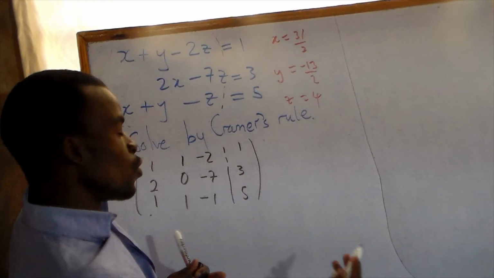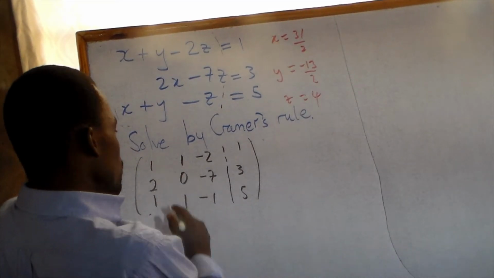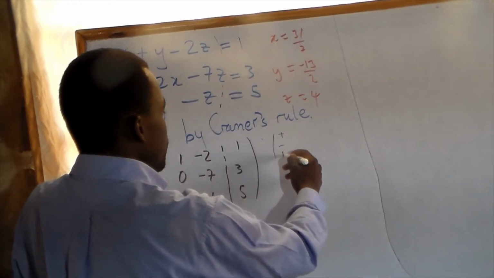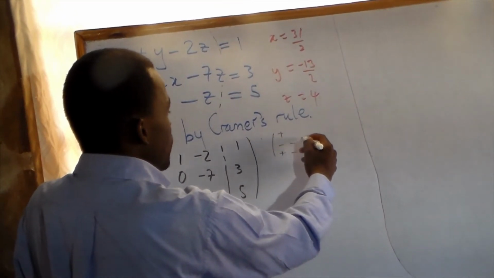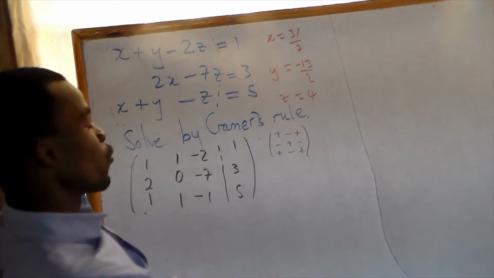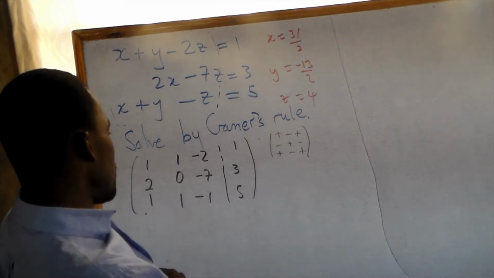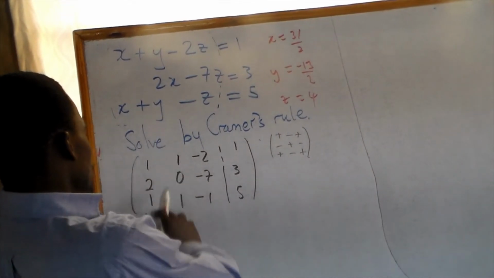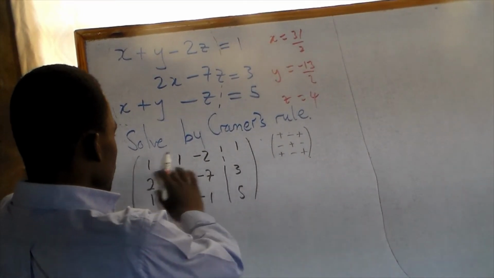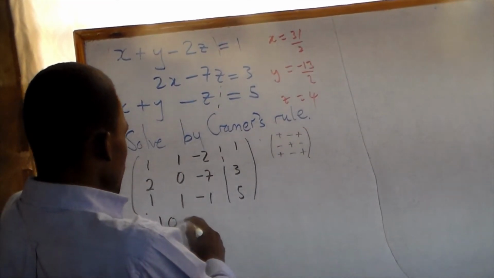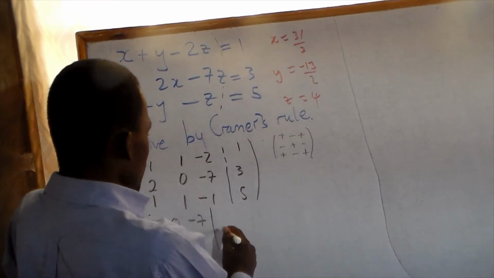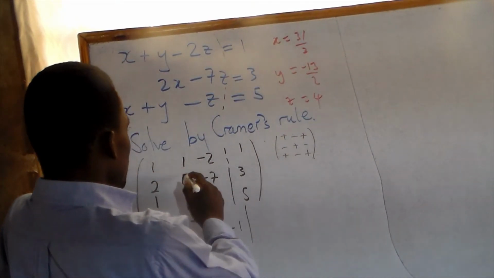So I'm going to use the method of minors, and using this sign matrix for the cofactors of the minors. Going through this, we say 1 with its minor, which is 0, minus 7, 1, minus 1. Then we have a negative 1.